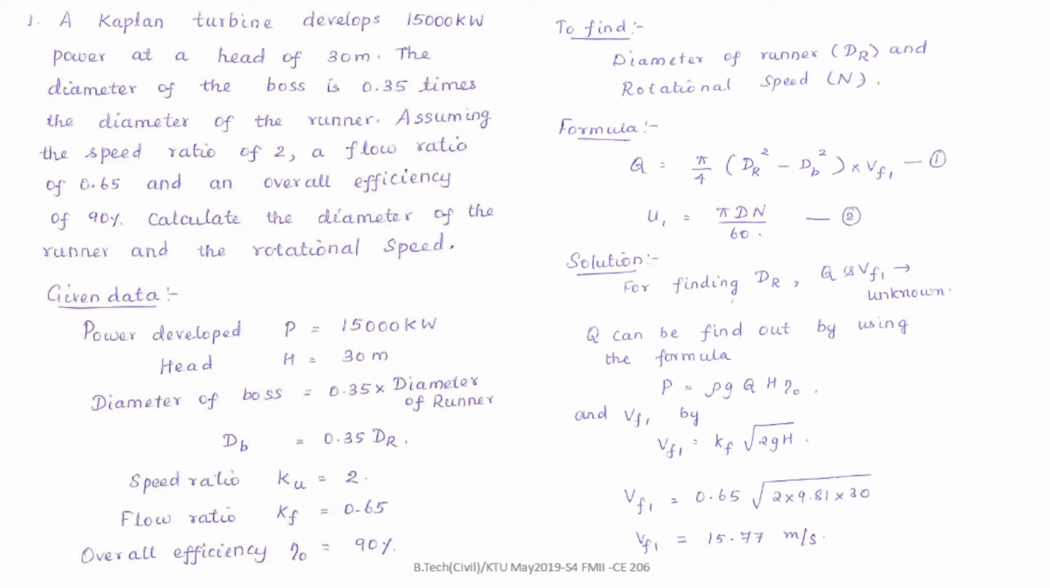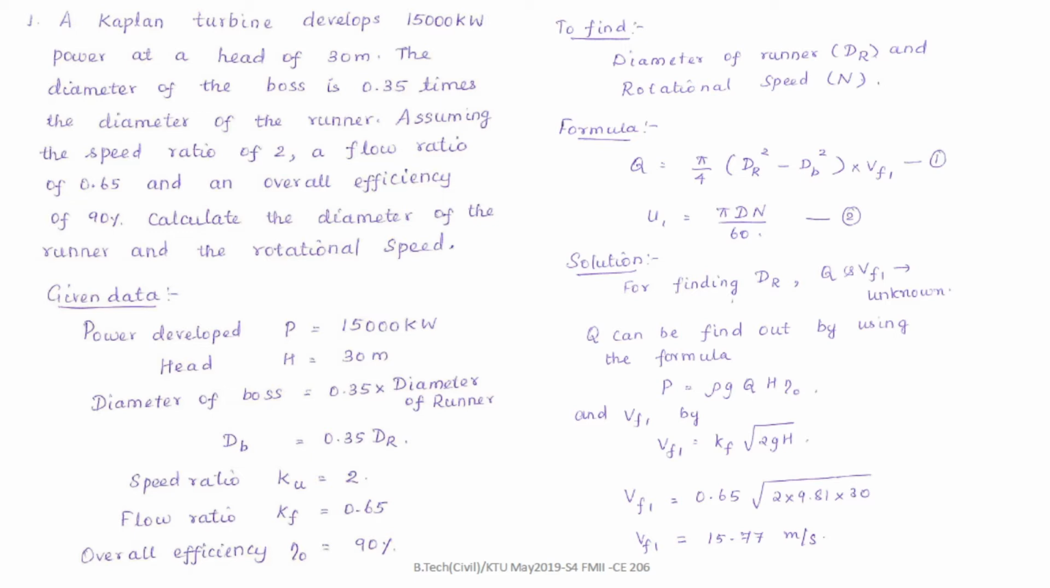And in the problem they have given the diameter of the boss is 0.35 times the diameter of the runner. What is the notation of diameter of boss? Capital D suffix B. And diameter of runner is capital D suffix R. So DB is equal to 0.35 times DR, and whatever values they have given, we have to write them down. That is speed ratio Ku is equal to 2, flow ratio Kf is equal to 0.65, and overall efficiency eta O is equal to 90%.